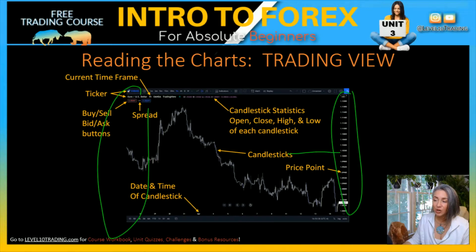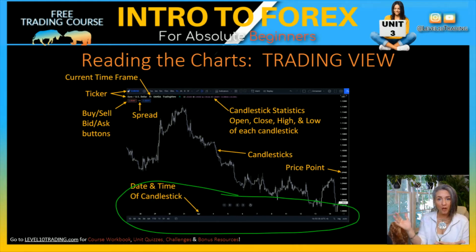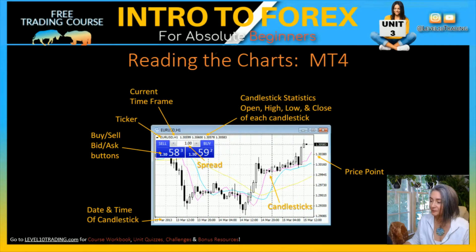But that is the current price at which the pair is trading, and then you'll also have the bid and the ask prices. And down here at the bottom, you've got the date and time of the candlestick, and as you hover over any candlestick that either is currently forming or has already formed, it's going to tell you when that candlestick formed, if it was the 8:15 candle, what time it closed, and give you other statistics of the date and everything. So you'll find that on the bottom row. Now let's take a look at MT4 and MT5 and how they're similar and how they display information there.